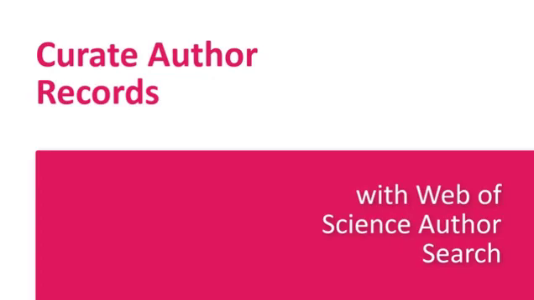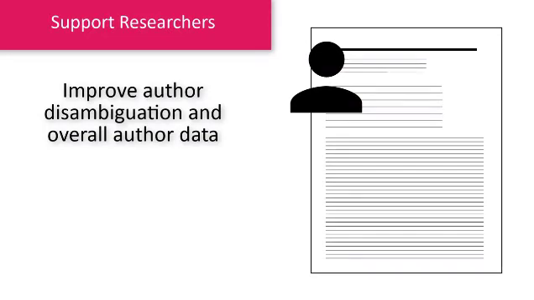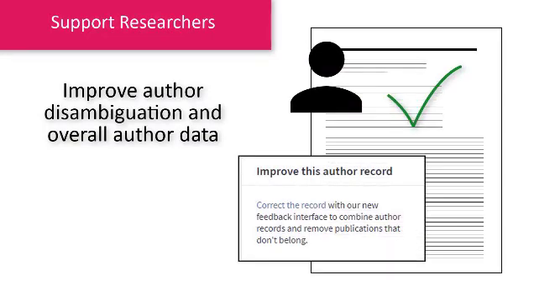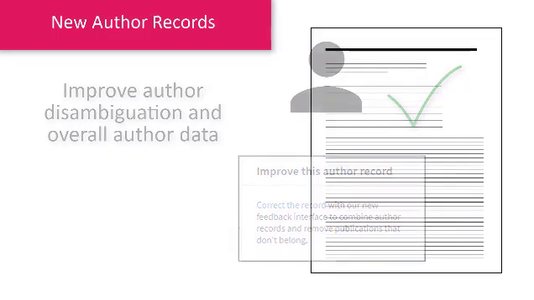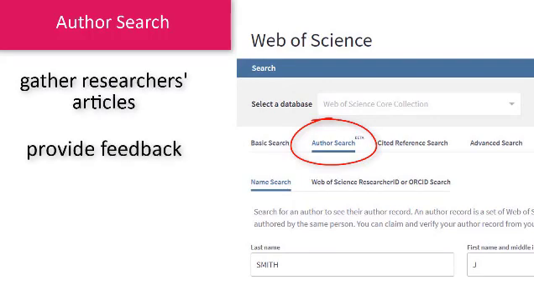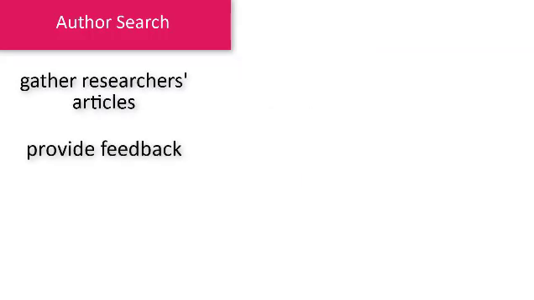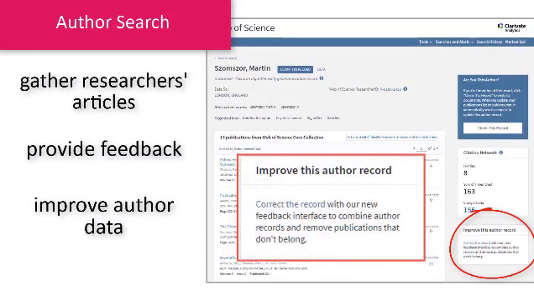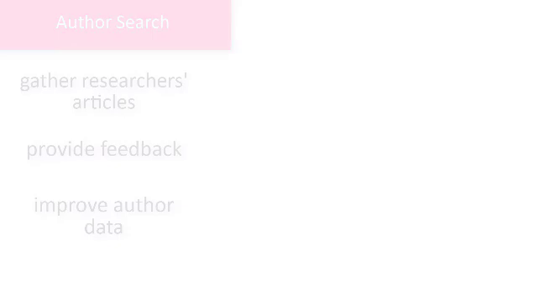Supporting researchers at your organization is now easier with the new Web of Science author record. You can provide feedback that will permanently correct publication records and improve author disambiguation and overall author data quality across Web of Science Core Collection. Web of Science Core Collection's author search makes it easy to gather your researchers' published articles and provide data feedback to help disambiguate, properly attribute, and ultimately assess the research for your organization.